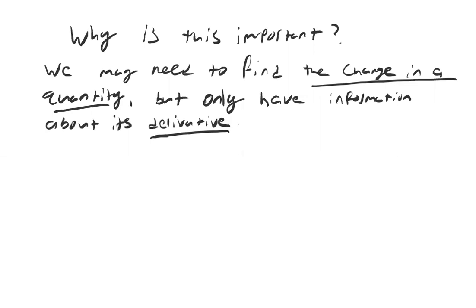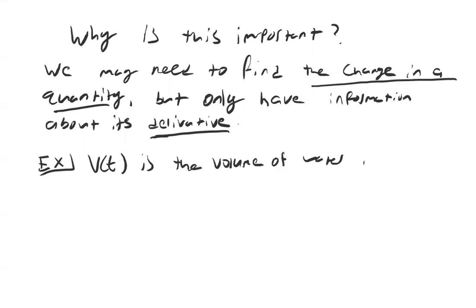But let's look at the examples. There's a bunch of examples in the book, and I'm not crazy about all of them. The first one is, you have V of t is the volume of water in a reservoir at time t.